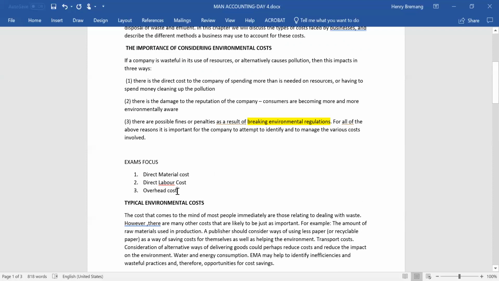Now, in the case of the overhead, let's watch it. In the case of the overhead, they can bring issues of what? Absorption costing, which is AC. They can bring issues of activity-based costing for you to determine the valuation of the overhead.